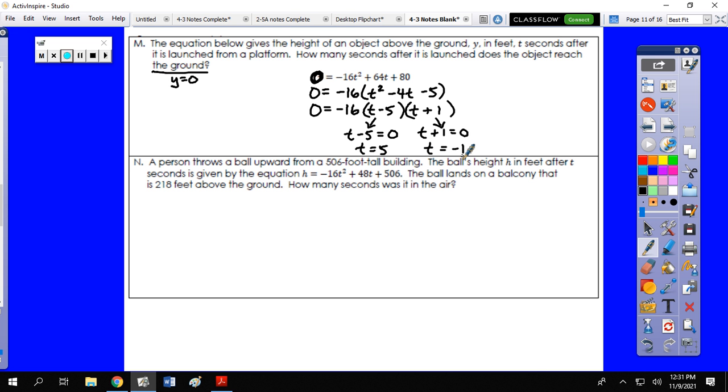Now these are the times when the graph of this function would cross the x-axis. Now this ball was launched from a platform, and time was 0 at that point. So time really can't be negative, which means we're really going to throw out the negative answer here. And the answer to the question would be the ball would reach the ground after 5 seconds.